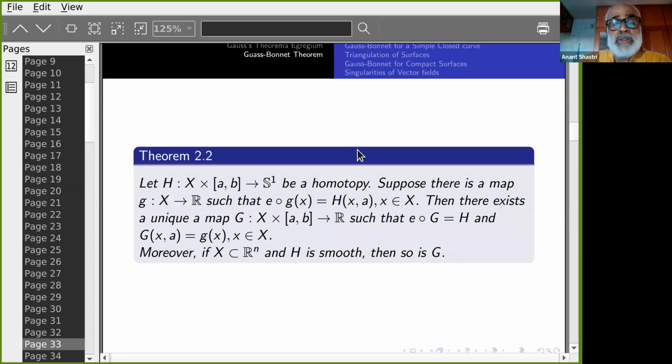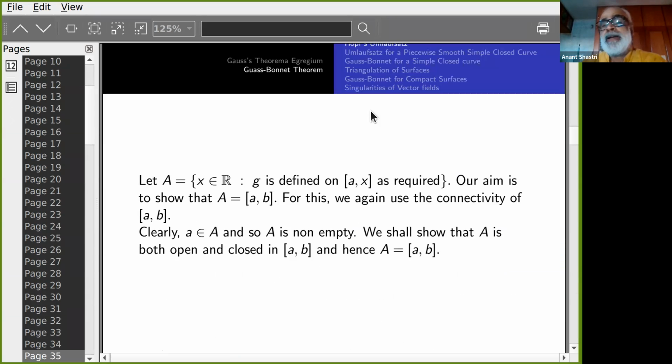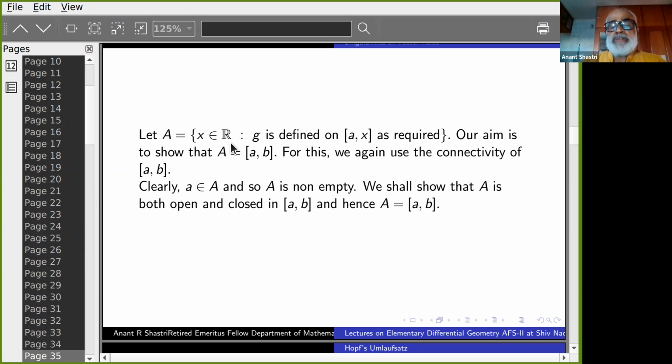Let us do this for the singleton space. X is a singleton, and for the entire interval I have to find a path. Once again I use connectivity. Take A to be the set of all points inside R. Actually, don't take anything X between A to B; it's an interval. The A to B could have been the whole of R also. That's why I have put R here. There is no restriction on this interval. It could have been an open interval, closed interval, and so on.